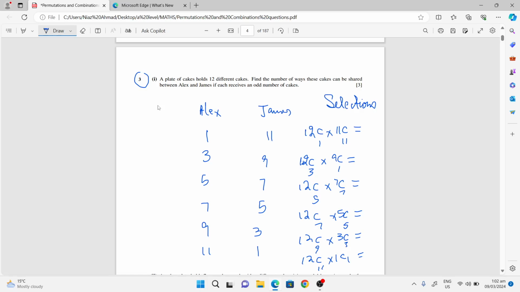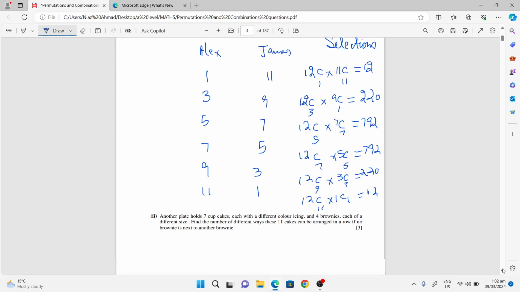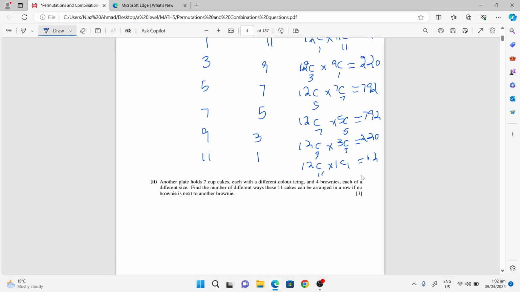Grab your calculator and get the selections. So it will give you 12. This combination will give you 220. The other is giving you 792. Again 792, then 220, and then 12. If you add all these combinations, then you will be getting your answer, it would be 2048. That's your final answer.